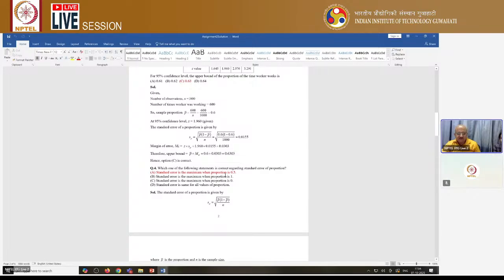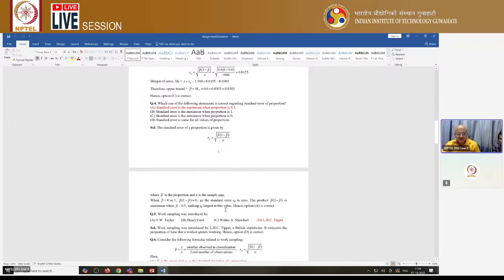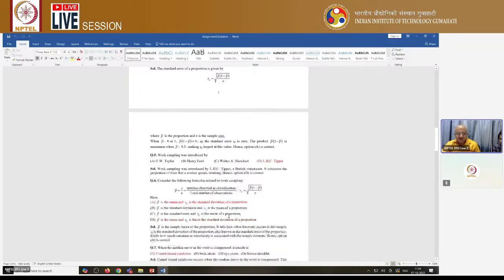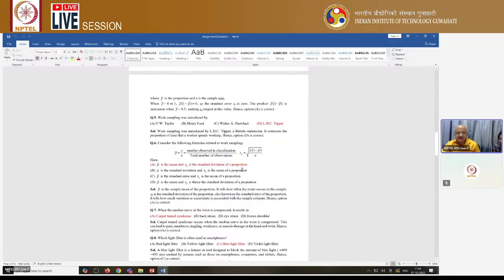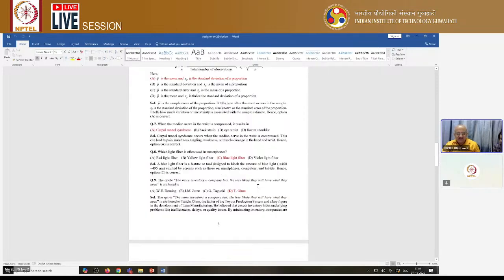So that is the type of thing we are asking: the standard error is the maximum when the proportion is 0.5. Okay, I think it is based on that formula. This formula is very important, and this is what work sampling, introduced by Dixit, is about.